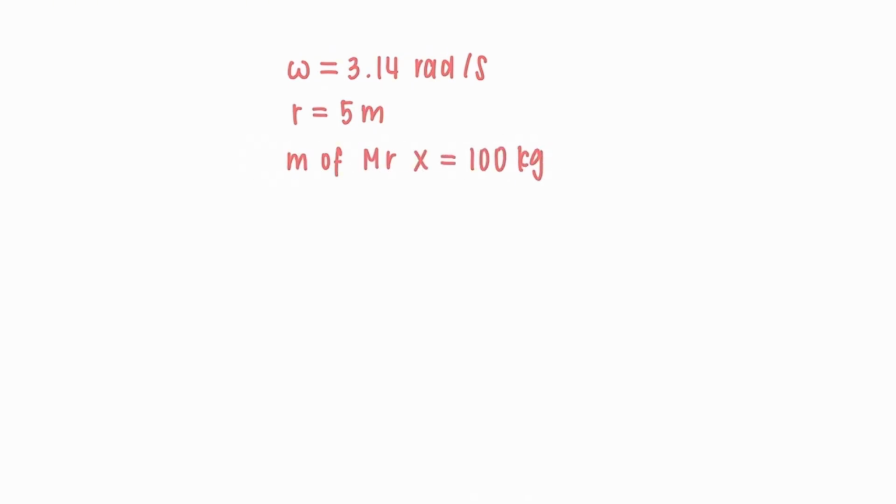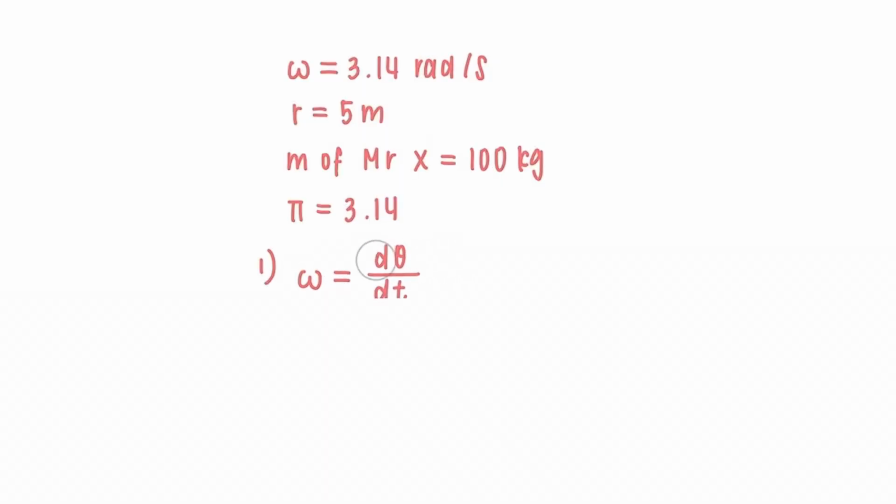Moving on to part B. According to the question, your angular velocity is 3.14 radians per second, your radius is 5 meters, the mass of Mr. X is 100 kg, and pi equals 3.14.